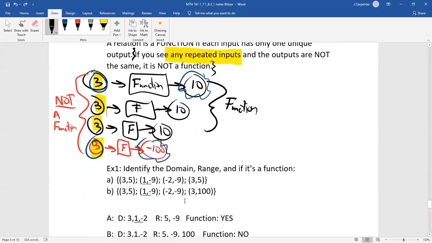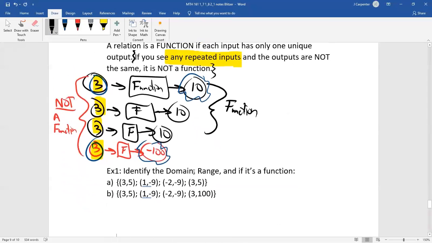All right, so those are the answers. Don't look at that yet. Example 1: identify the domain, the range, and if it's a function. So there's 3 answers for these.